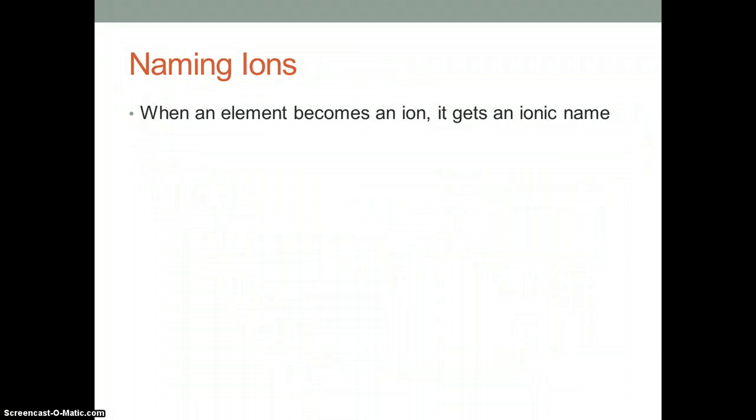Now when we're naming ions, when an element gains or loses an electron and becomes an ion, it gets an ionic name. So first we have cations. Think about what these are for a second. Review in your mind. And you should have that they're positive ions. And they're usually metals.